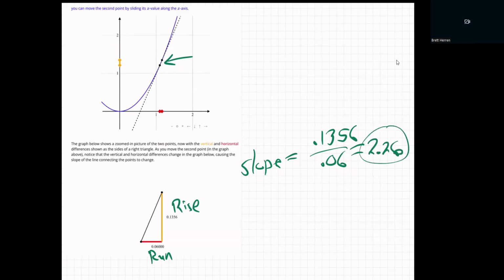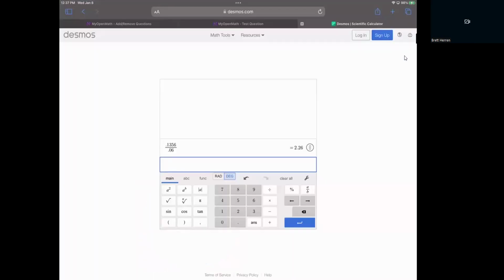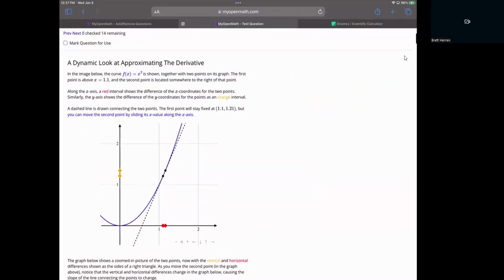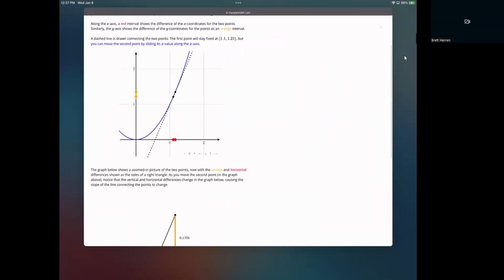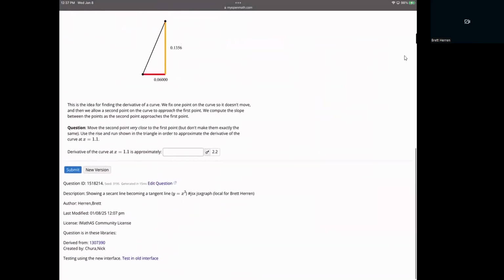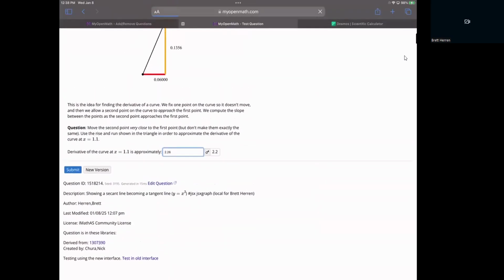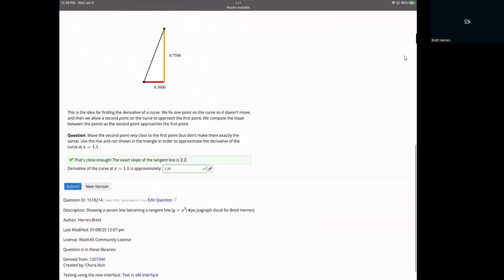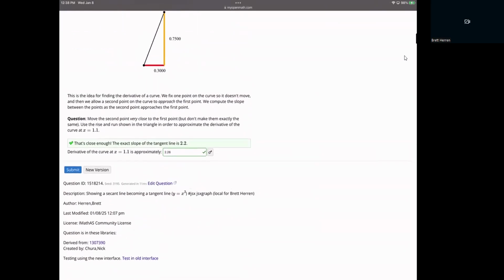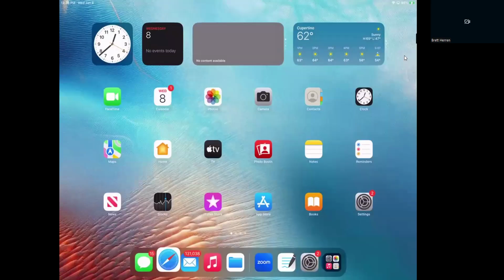That'll be very close to the actual thing. Here, watch me do it dynamically. 2.26. If I come down here and I say, okay, I think it's 2.26. It's actually 2.2. You can see the answer there. If I say 2.26 and submit it, it says, that's close enough. The exact slope is really 2.2, close enough, right? Because we got those dots really, really close. Now, if you type in an answer that's not close enough, then you got to move the dots closer together.